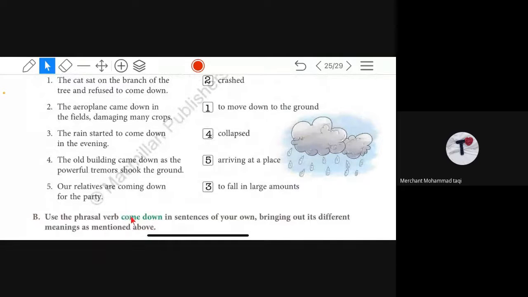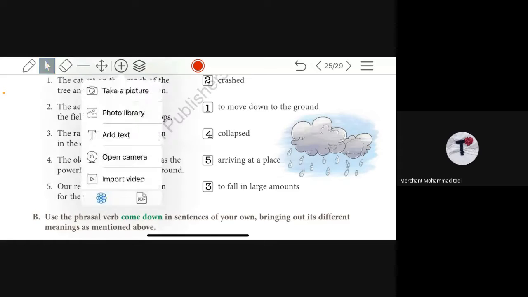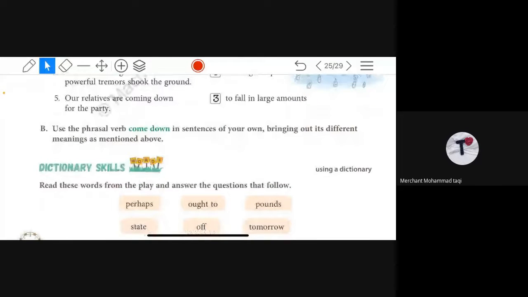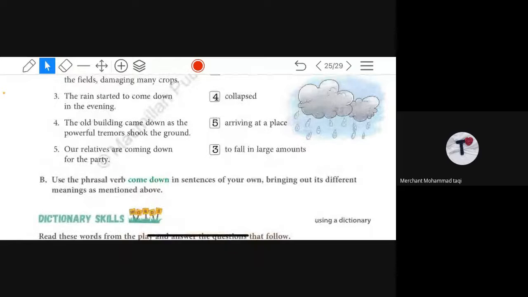See here they have given: use the phrasal verb come down in sentences of your own, bringing out its different meanings as mentioned above. Come down means collapsed, crashed, to move down to the ground, to fall in large amounts, to arrive at a place. Can you make a sentence of your own? Anyone?